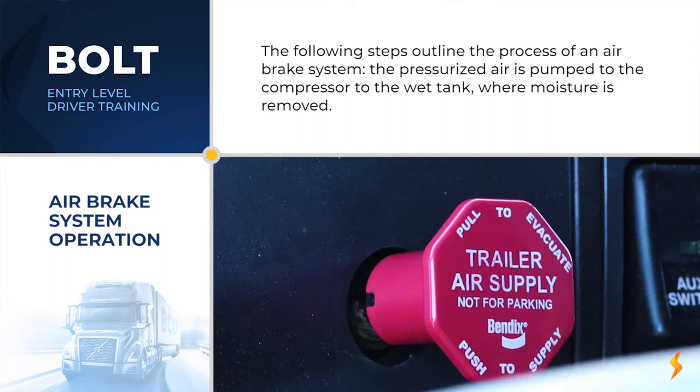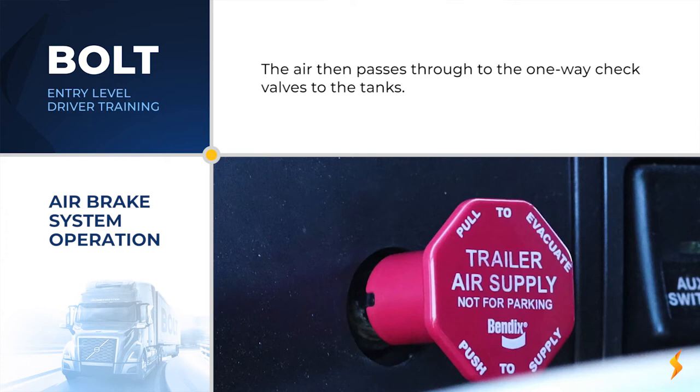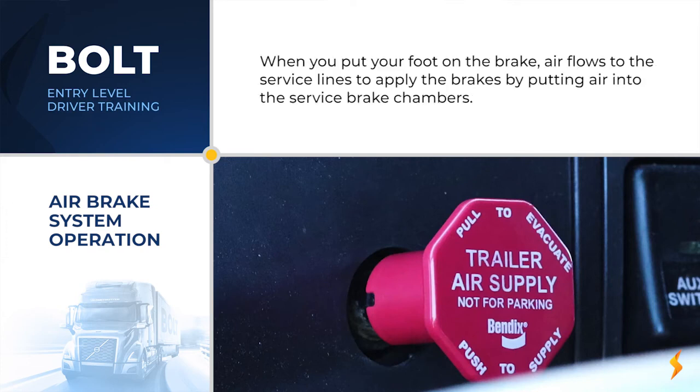The following steps outline the process of a basic air brake system. The pressurized air is pumped by the compressor to the wet tank where moisture is removed. The air then passes through the one-way check valve to the dry tanks. When you put your foot on the brake, air flows through the service lines to apply the brakes by putting air into the service brake chambers.